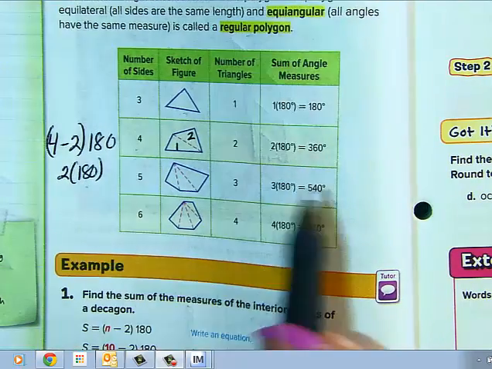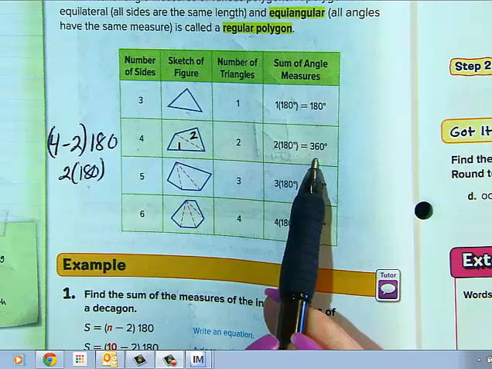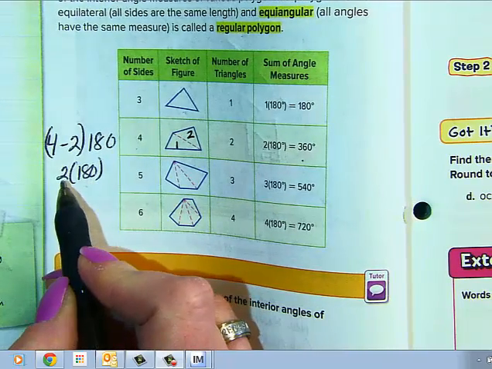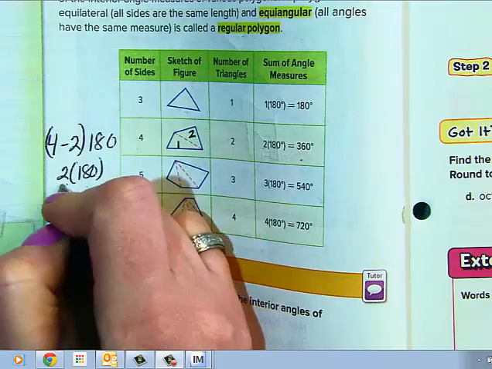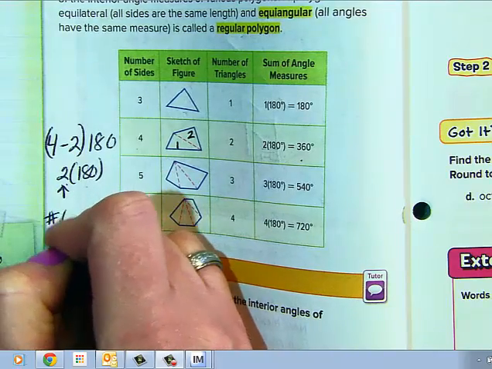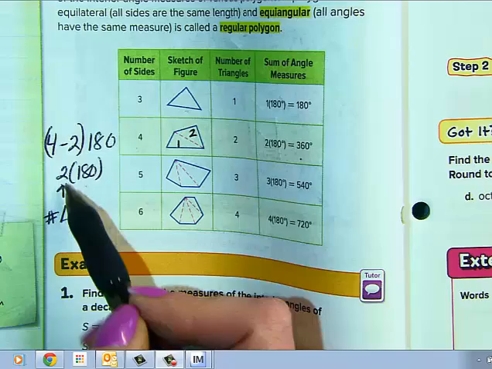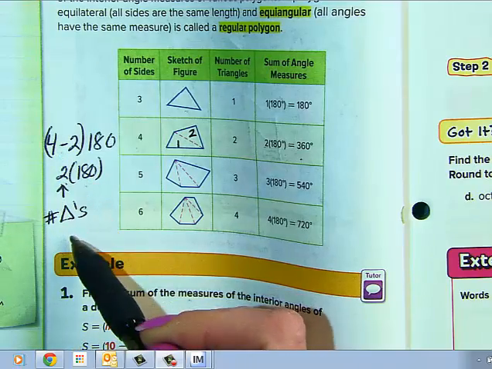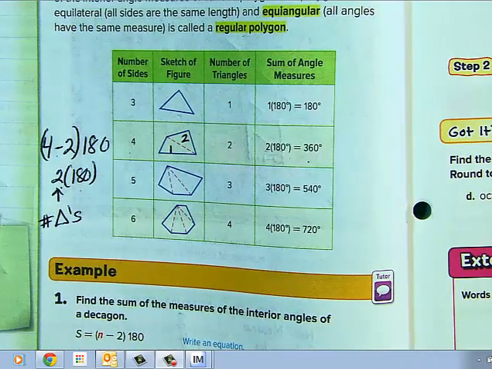So I take 2 times 180, which is where I got the 360. This 2 out here is also how many triangles should fit inside of there. Okay? So not only is it the number of sides minus 2, it's also how many triangles should fit in the figure.